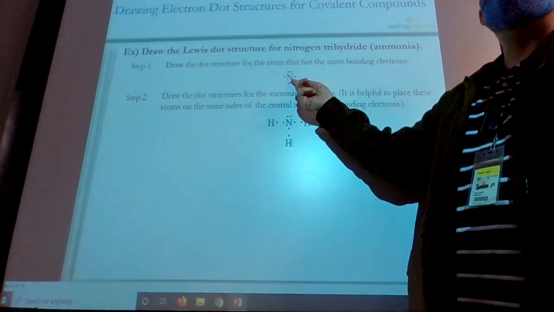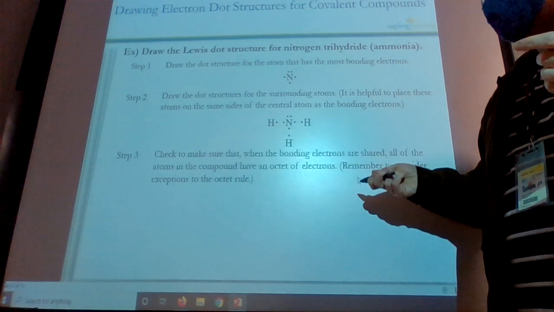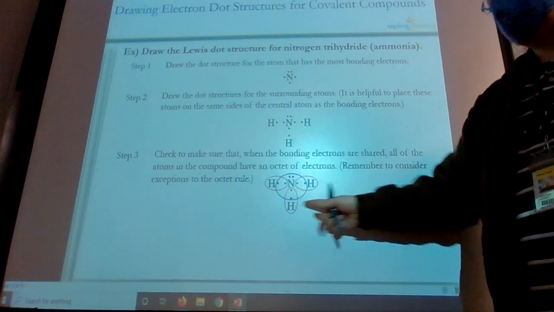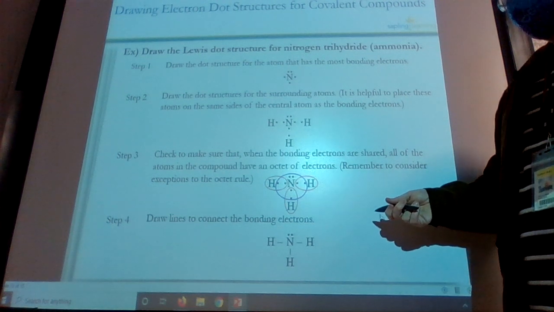So same thing, nitrogen is 5. I put the hydrogens around each of the bonding electrons. I draw my bonds and make sure that all of the electrons are used up. And so everything's good here.